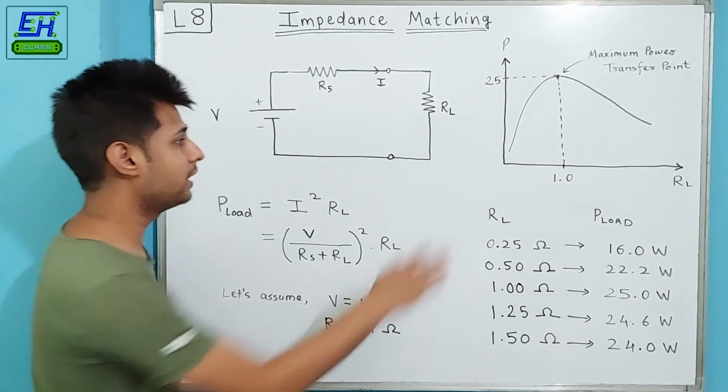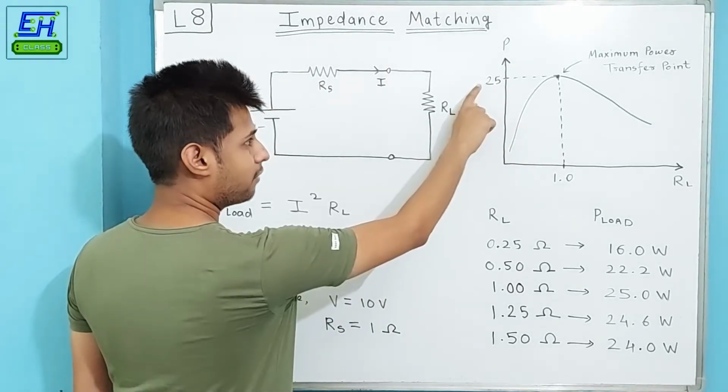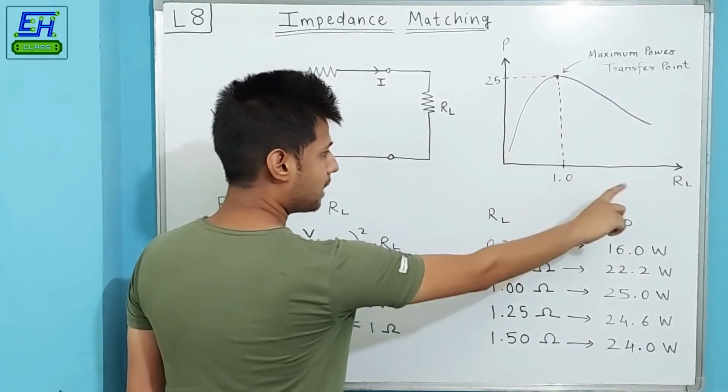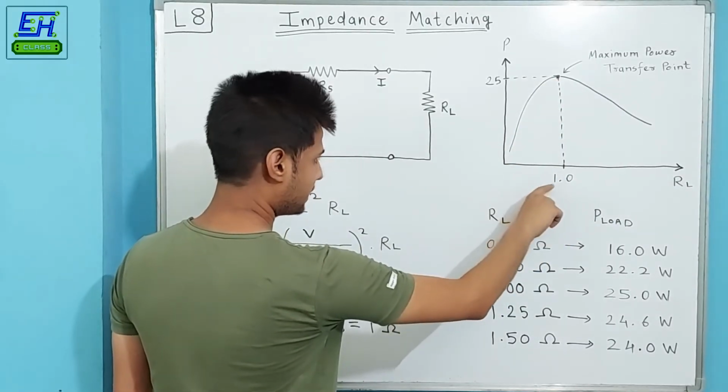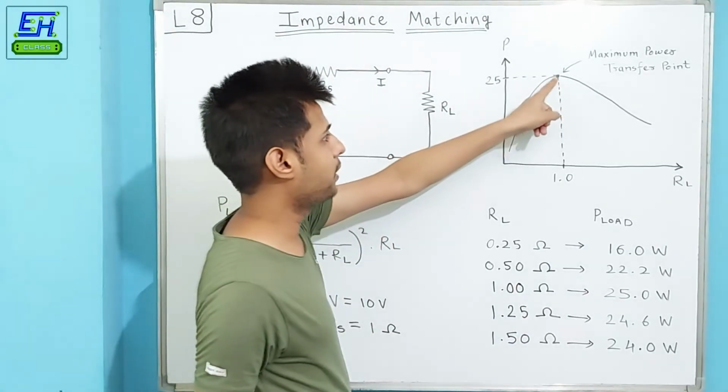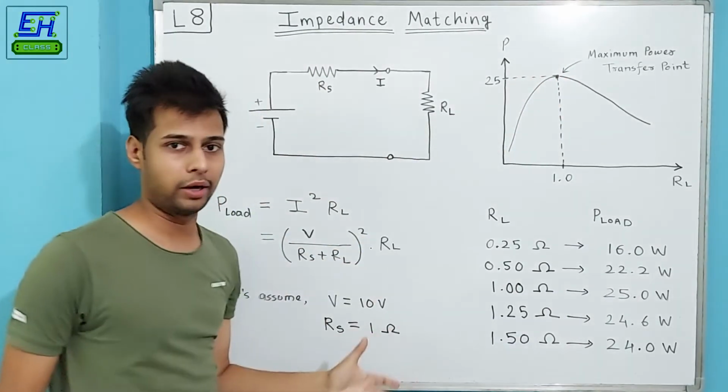And if we graph that, we'll get something like this, where the power will peak at 25 watts, and that same corresponding point at the RL axis will be the same 1 ohm, which is equal to the source resistance. And this exact point is referred to as the maximum power transfer point.